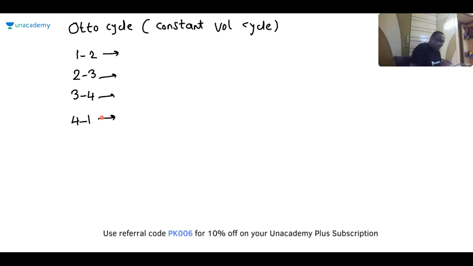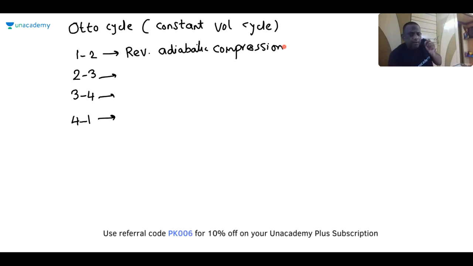Now 1 to 2 is reversible adiabatic compression. When I start IC engines, I expect you to know some basics of thermodynamics. In this special class, I cannot teach you the core basics. When I say reversible adiabatic, it means isentropic.